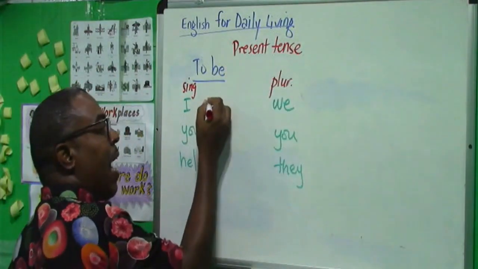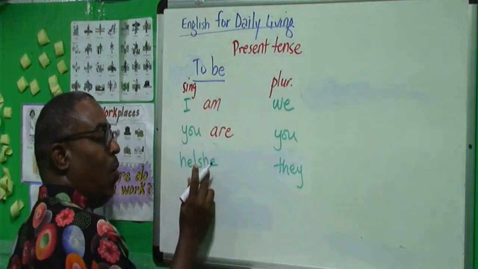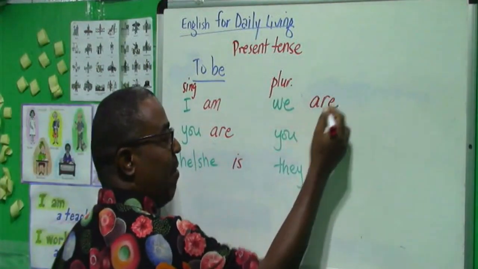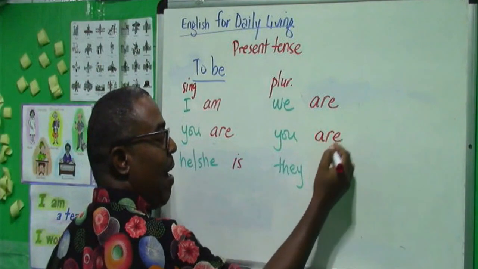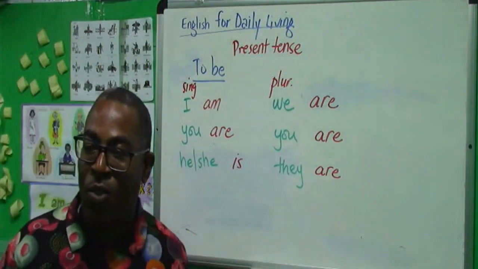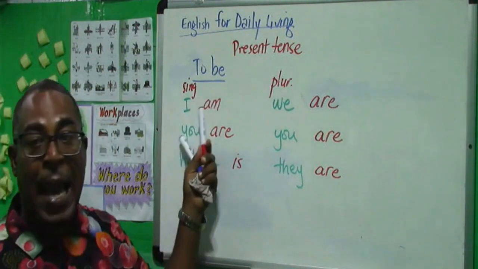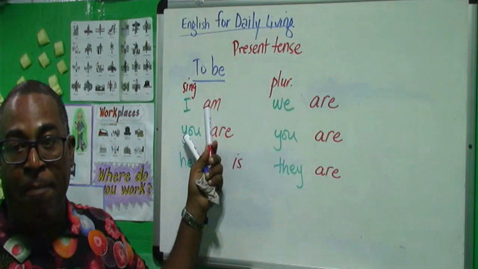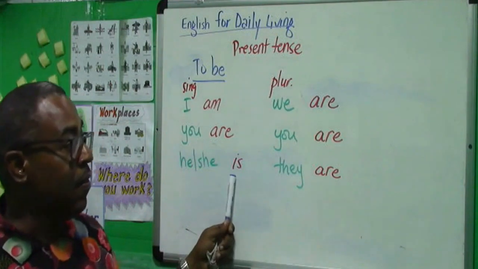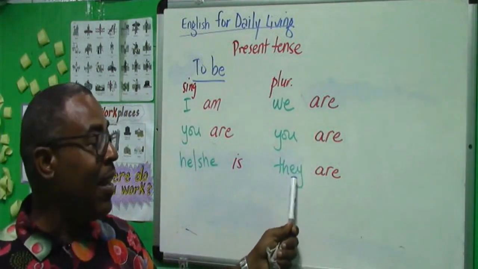So we say I am, you are, he or she is. We are, you are, and they are. Very, very important. Let us go over these once again, quickly. Listen and repeat. I am, you are, he or she is, we are, you are, they are.